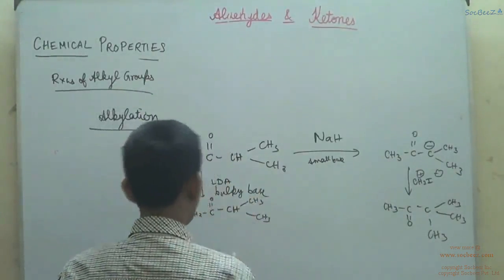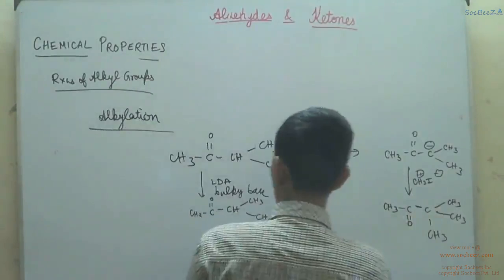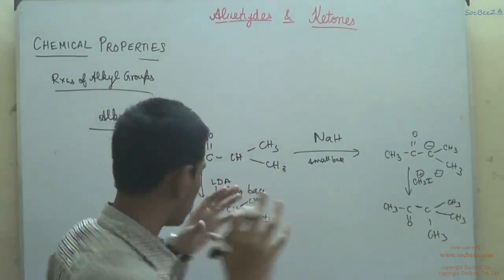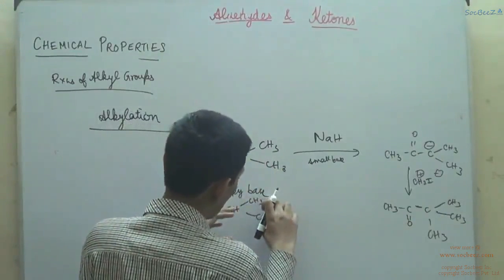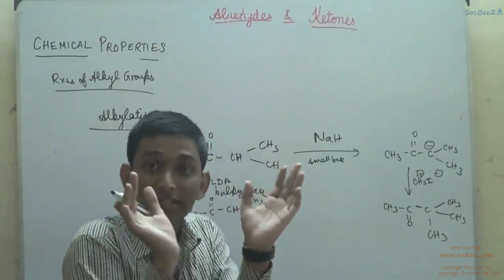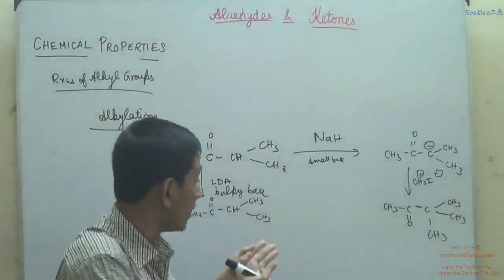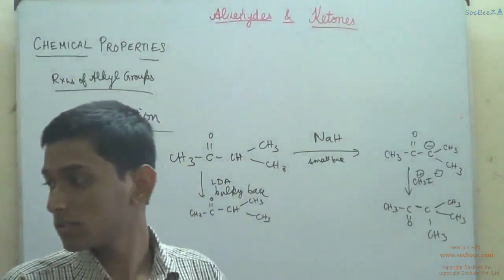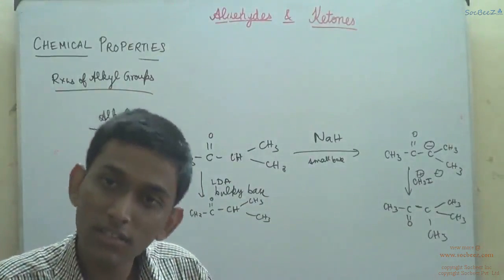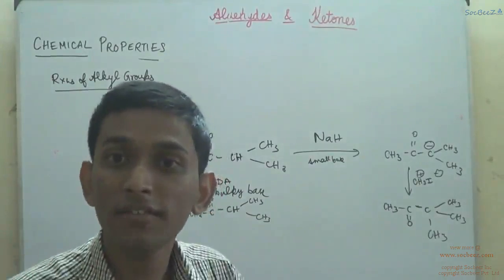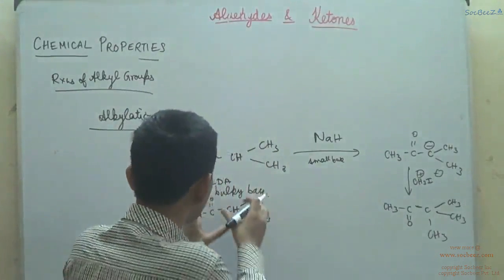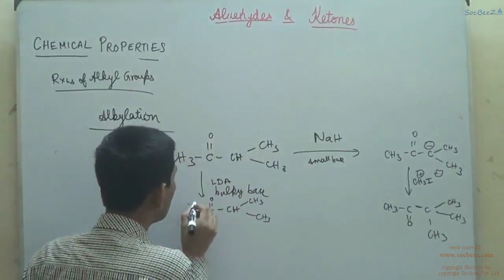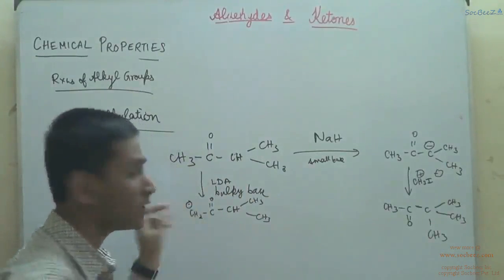So suppose this base has to come and pick up a hydrogen from here. It's a huge bulky base, right? So when it comes here, these two methyl groups provide a resistance to it. So this is the steric effect. Because of this steric effect, the reactivity decreases. So it can't come and pick up this, because of this steric effect being present here. So it simply goes and picks up a hydrogen atom from this alpha carbon.